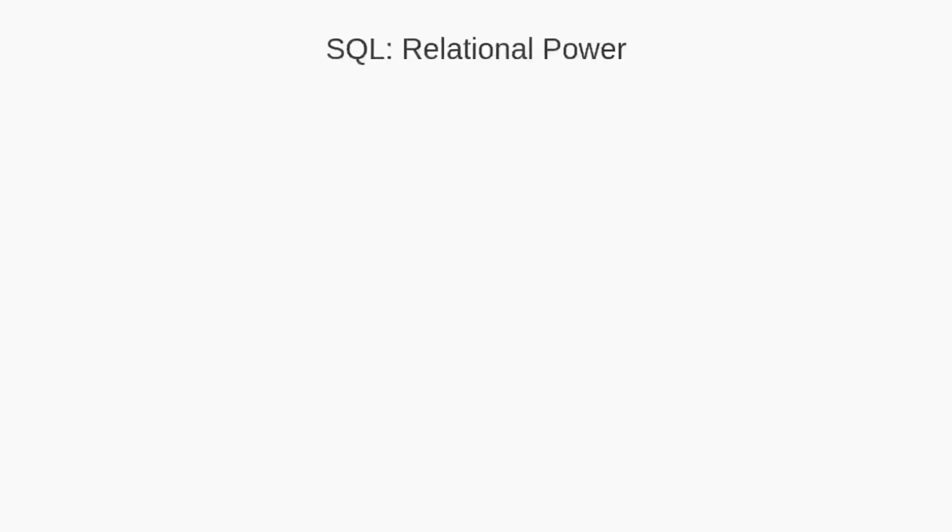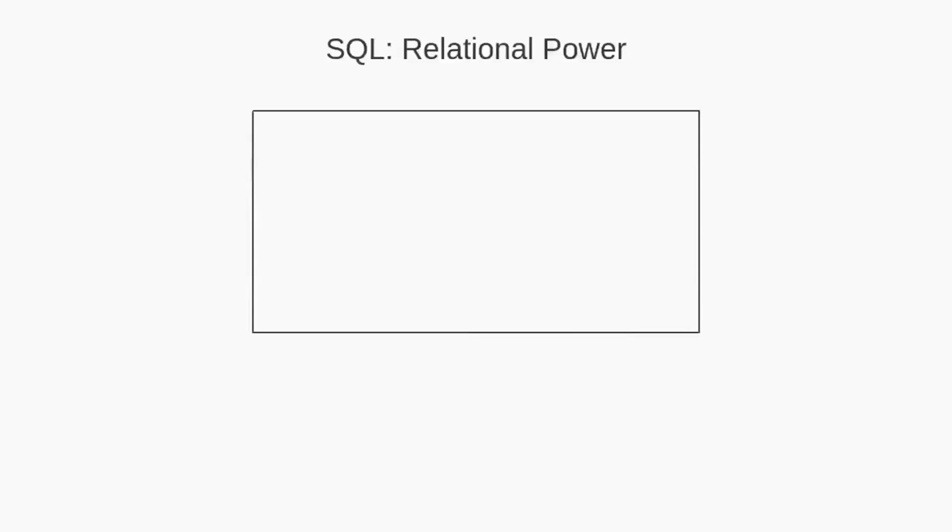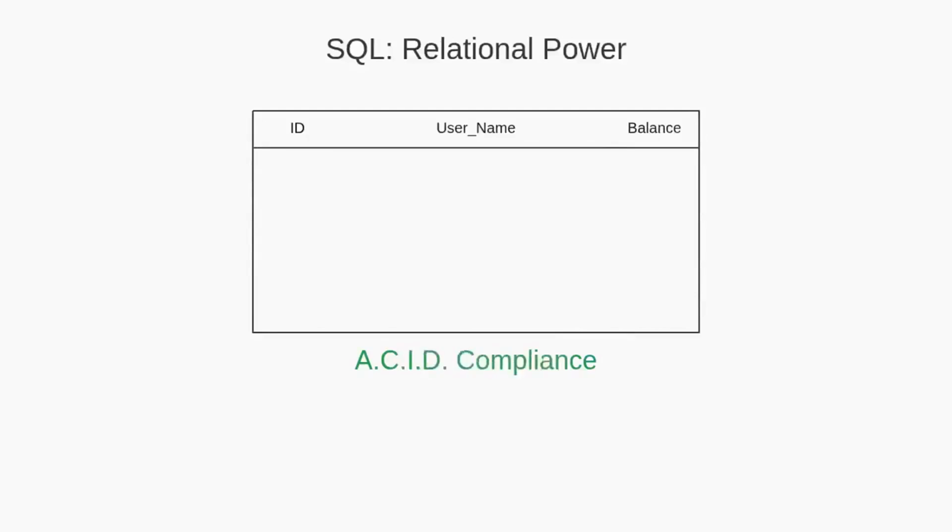Let's start with SQL, or Structured Query Language. These databases are relational, meaning they organize data into tables with predefined schemas. Think of it like a rigid spreadsheet, where every row must follow a strict format. SQL databases excel at handling complex queries and maintaining data integrity through ACID properties. That stands for atomicity, consistency, isolation, and durability.